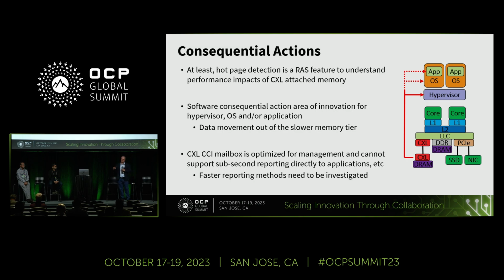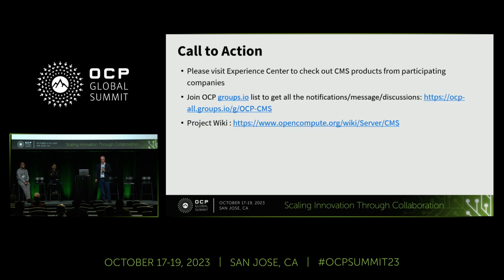One of the limiting factors, I talked about millisecond response time. Really right now, the CXL memory mailbox has a time constant of a second or so. It's really a management interface. So it's not going to support any sort of real-time reporting of hot page information. So if we want to go there, we have to figure out how to close that loop. So finally, call to action. Do you want to talk?